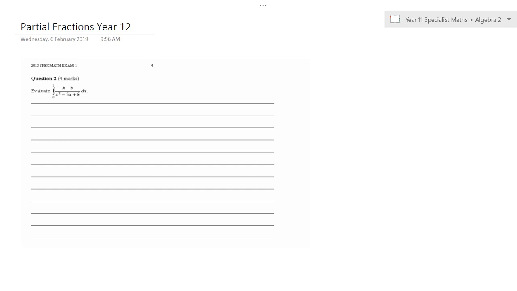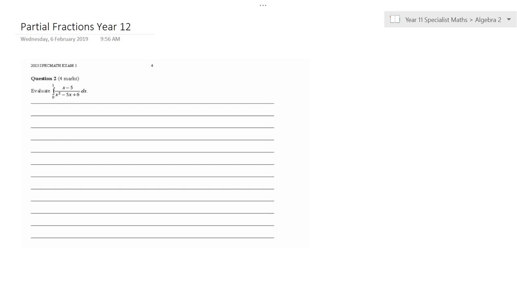Does anyone know how many marks are in Exam 1? It's for both Methods and Specialist in Year 12. Exam 1 is actually worth 40 marks. So this is 10% of Exam 1. And if you, for example, did not know how to do partial fractions, you would get 0, because, of course, you need to do partial fractions.